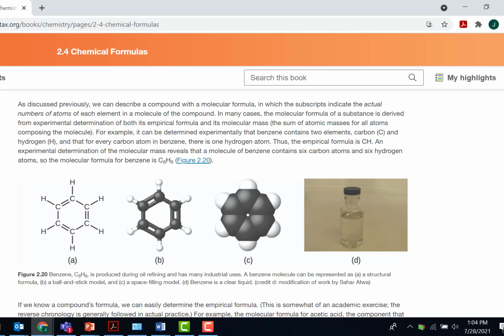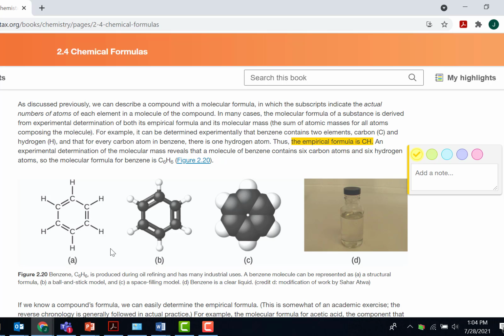An example of where that might differ from a molecular compound is shown here. And so this is the molecule benzene. Again, you don't have to remember these examples right now. This is the empirical formula of benzene. Let me go ahead and highlight that so we can see that. So this is the empirical formula.